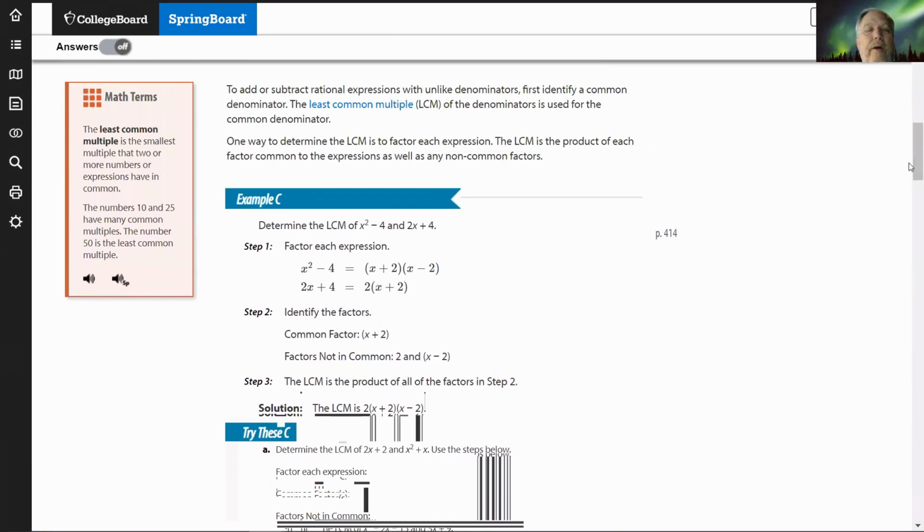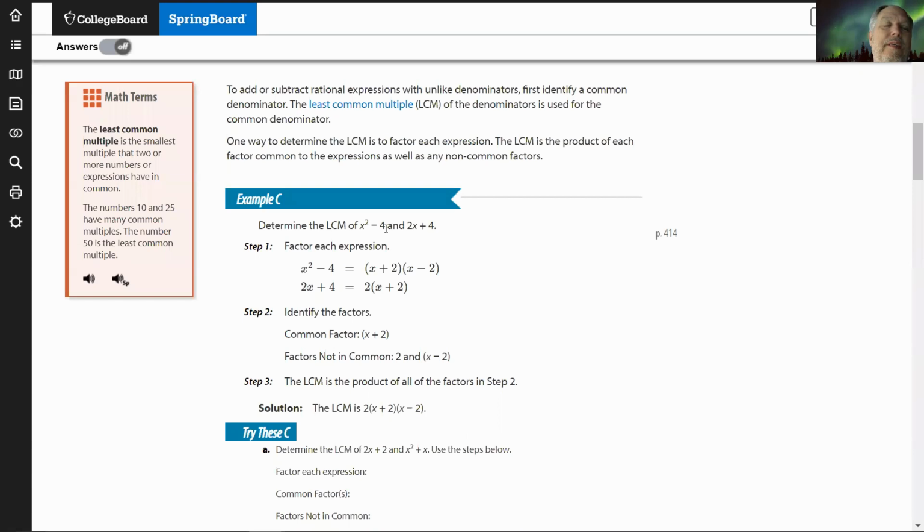Let's just try to figure out. We have these two factors is what we're going to call them. They're binomial factors in this case, and we're going to try to figure out what is the least common multiple. What is a multiple of both of those?